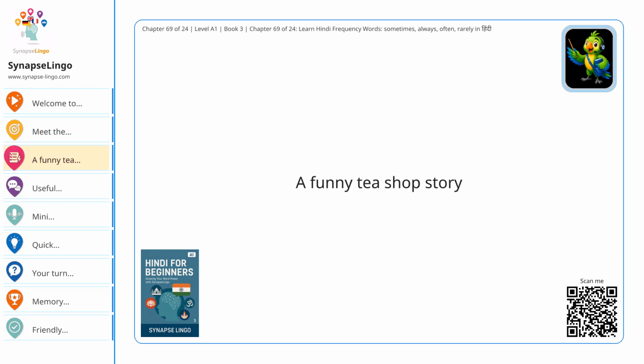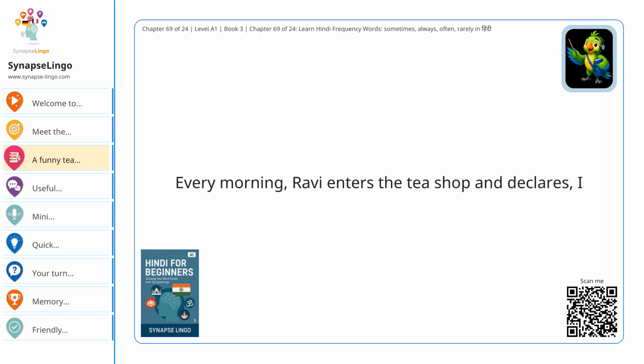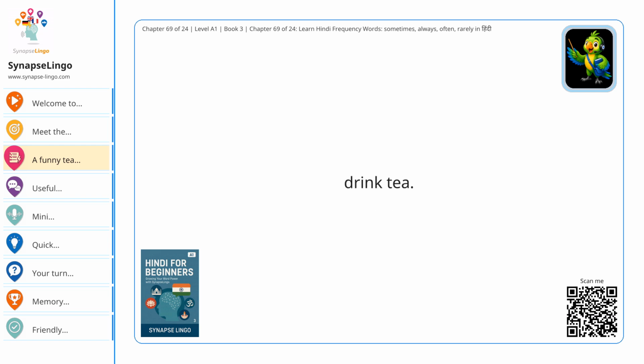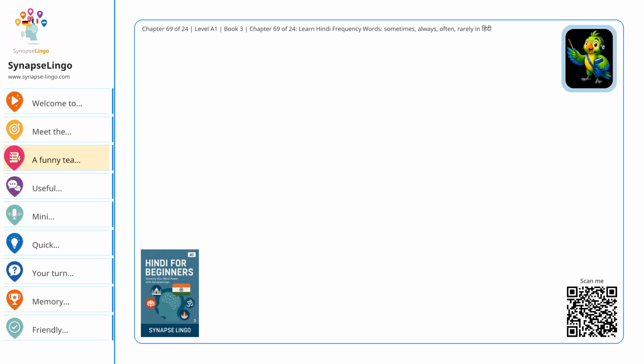A funny tea shop story. Now let's lock the words into memory with a tiny story. Imagine a tea shop where everyone is dramatic for absolutely no reason. Every morning, Ravi enters the tea shop and declares, I हमेशा drink tea. The shop owner nods because yes, Ravi says this every single day like he is announcing breaking news. Then Meera comes in and says, I अक्सर drink tea, but not every day.